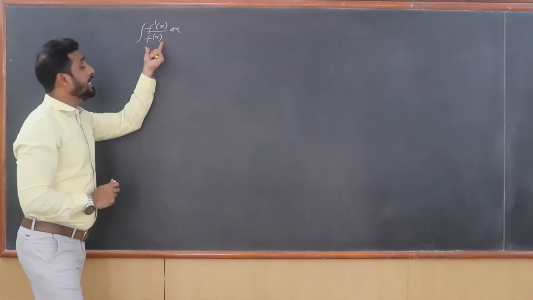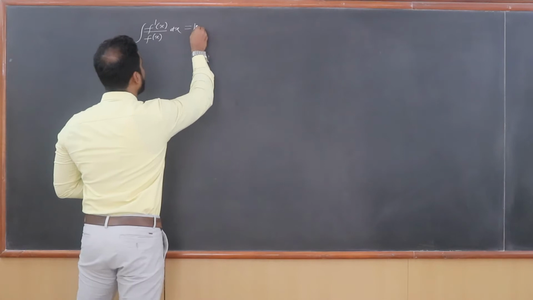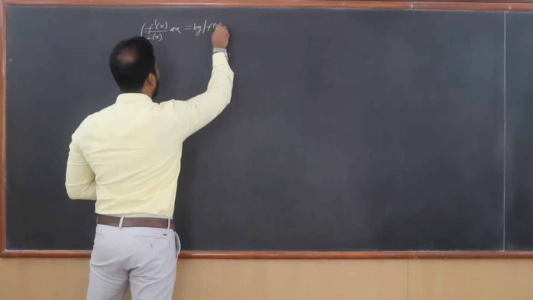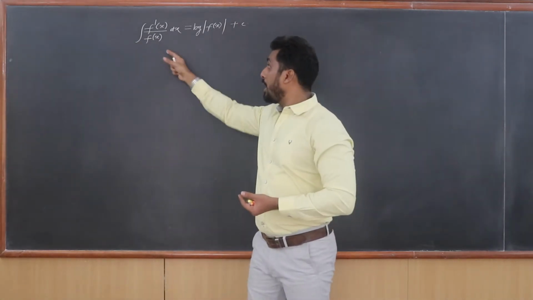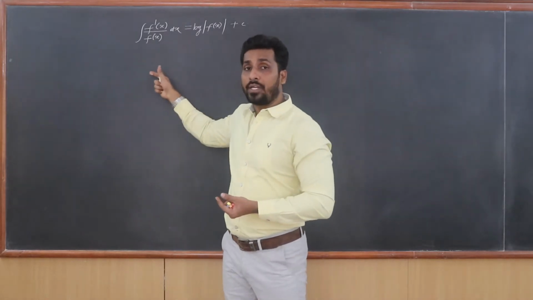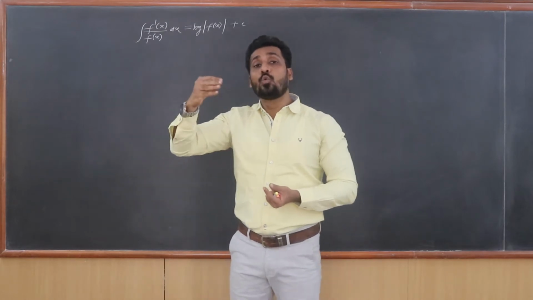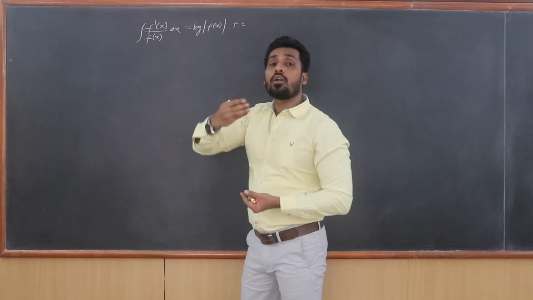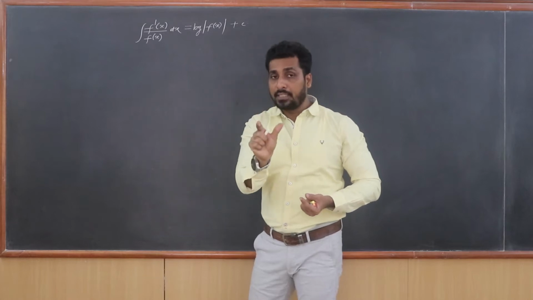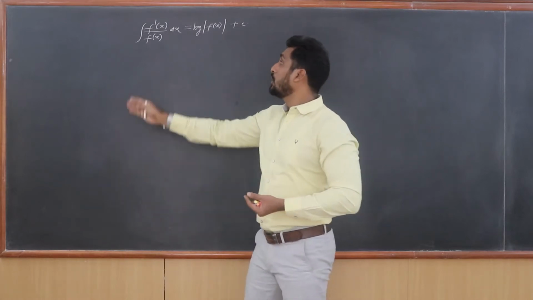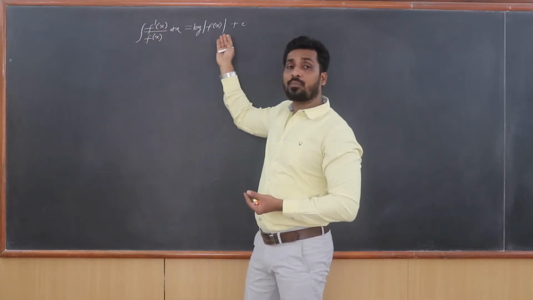If you remember, integration of f1 of x upon f of x dx, the corollary told us that the answer was log of f of x plus c. The function f of x was present in the denominator, and its exact derivative was present in the numerator. f1 of x is called the first derivative of the function f of x. So there is f1 of x upon f of x dx, and the answer was log of f of x plus c.